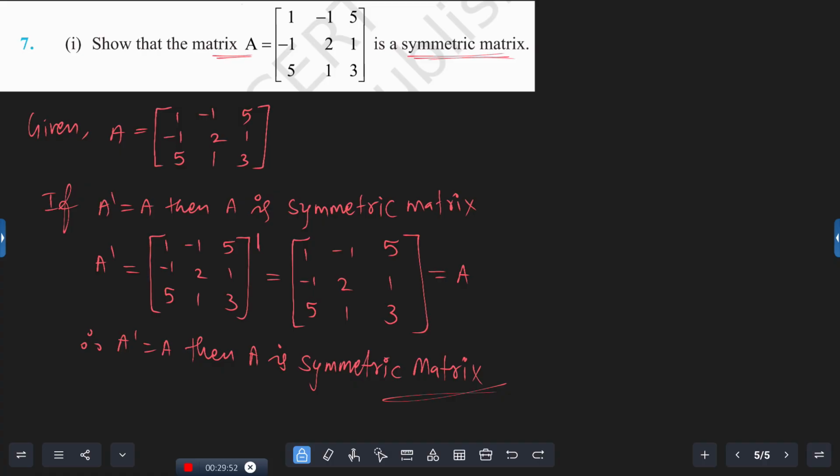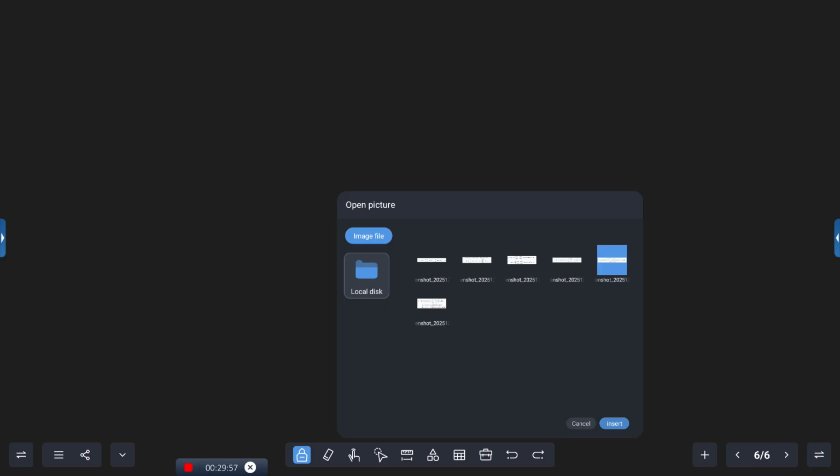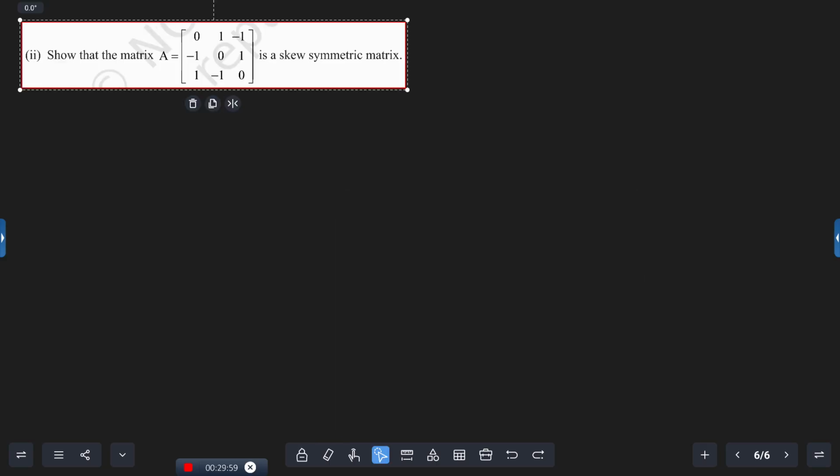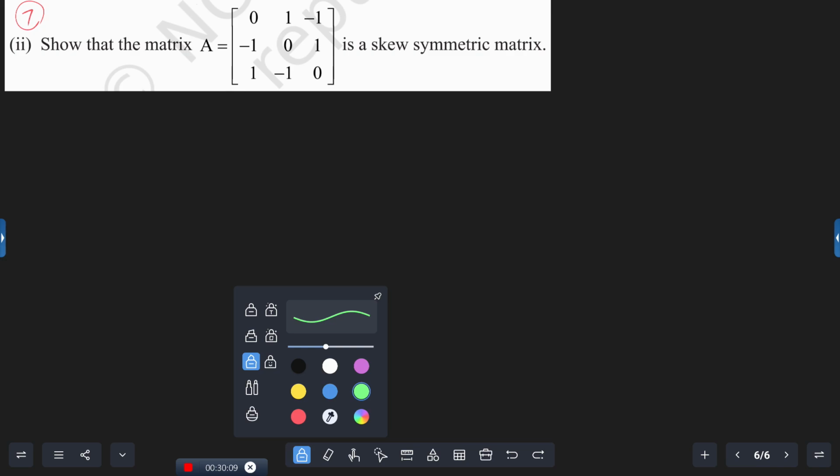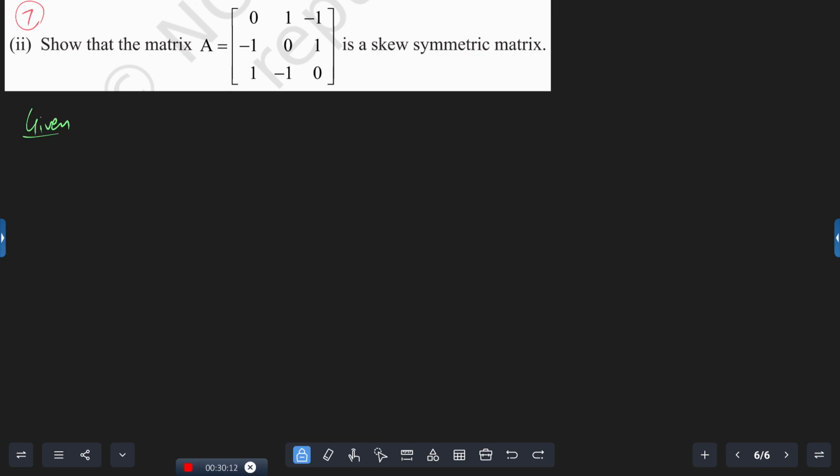Next we are moving to the second subdivision in this same question, but skew symmetric. This is the seventh one, second subdivision. So the given portion is A equal to 0, minus 1, 1, 1, 0, minus 1, minus 1, 1, 0. This will be a 3 by 3 matrix. They are asking to check whether it will be skew symmetric or not.